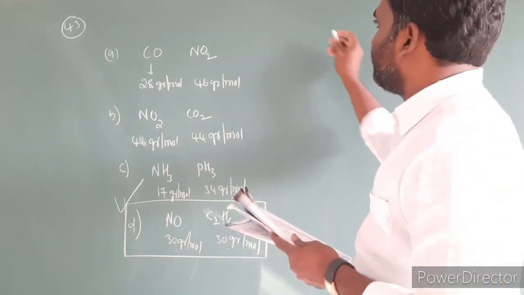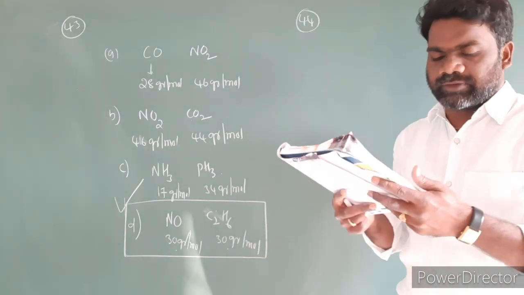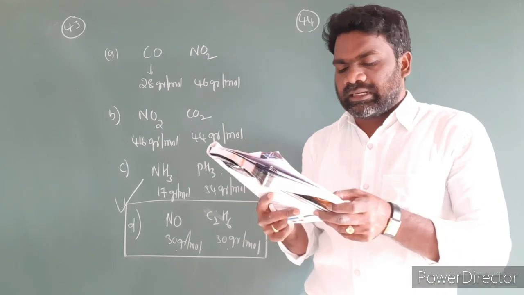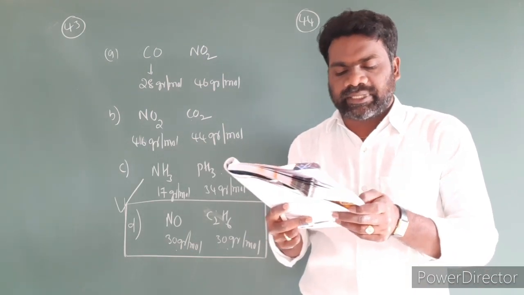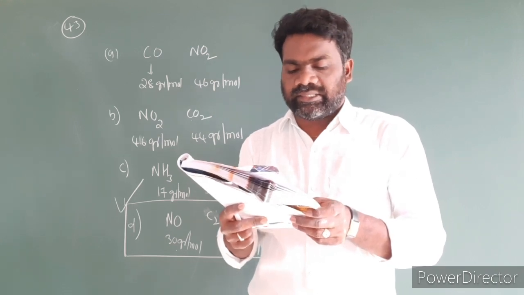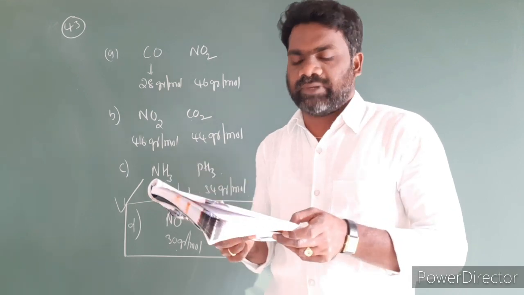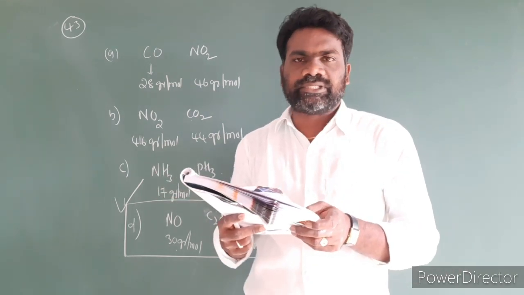Next, question number 44. Look at question number 44. If three unreactive gases having partial pressures Pa, Pb and Pc and their moles are 1, 2 and 3 respectively, then the total pressure will be.